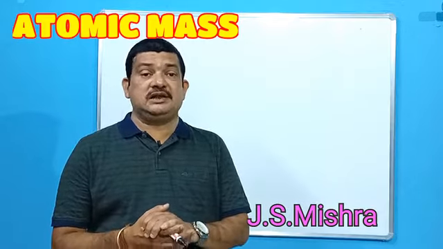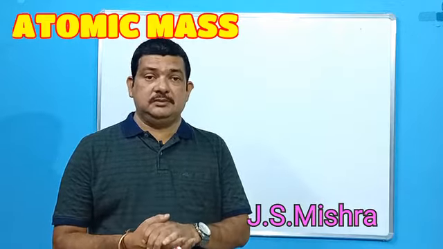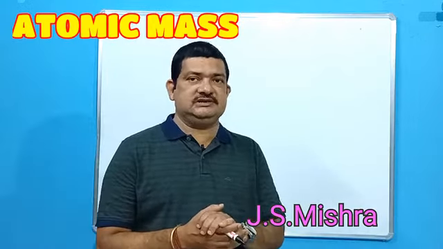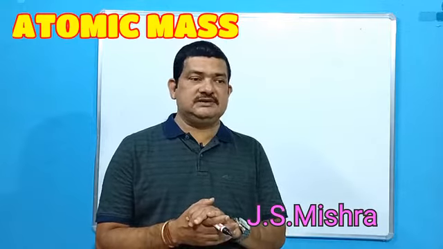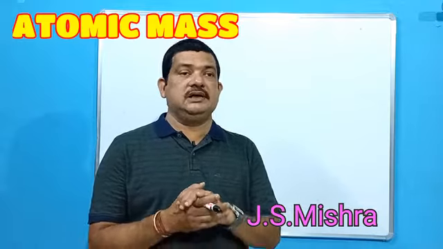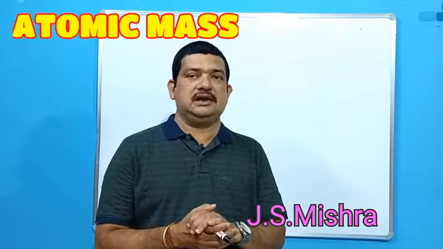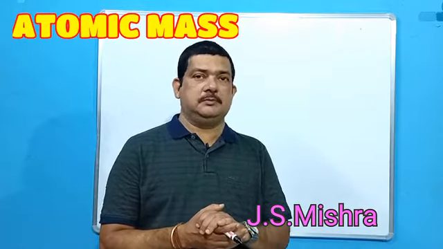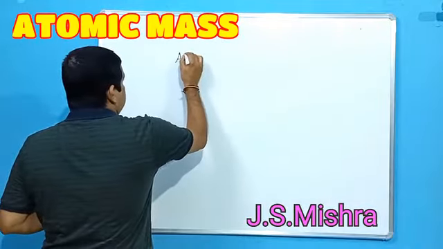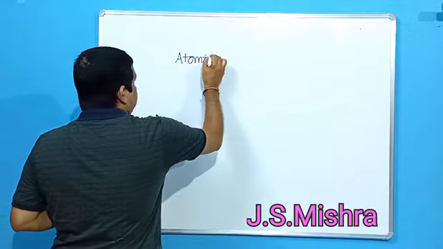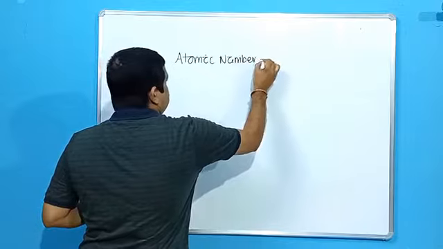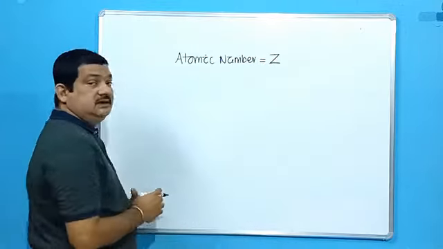Then what is the trick? How can you remember the atomic mass of elements from 1 to 20? Okay, so this is a trick. Remember, this is a trick, not any formula. That means you cannot claim anywhere that this has to be like this. So this is only a simple trick to remember the atomic mass of elements from atomic number 1 to 20. Normally the atomic number of an element is expressed in terms of Z, capital Z.